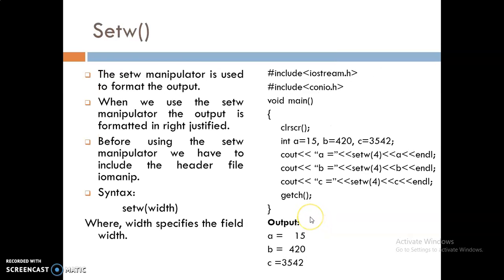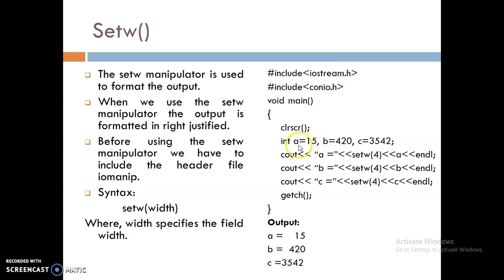Now the next is setw. Setw, that is we are setting the width. This is the syntax, setw and then width. Here you can see I have set the width as 4, 4 and 4, as the values are A is equal to 15, B is equal to 420 and C is equal to 3542. By setting the width, as I said, these are manipulators, yet it is not compulsory to use them in a program, but it is up to the user. If he is interested to make the output fascinating, then he or she can use this. So you can set the width to display the output.